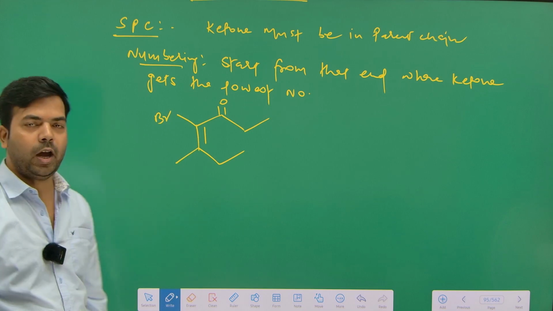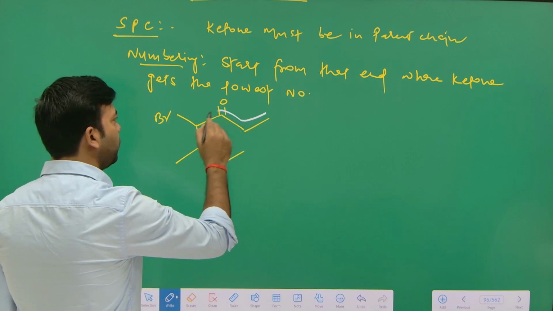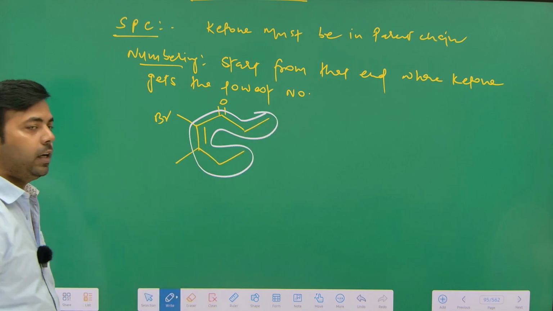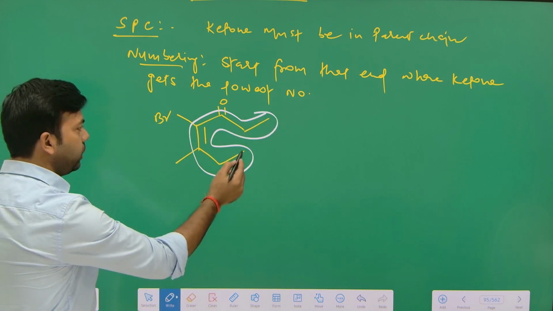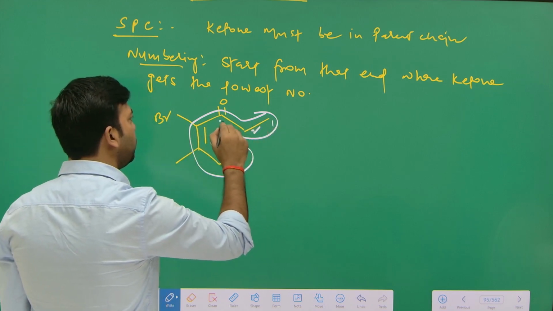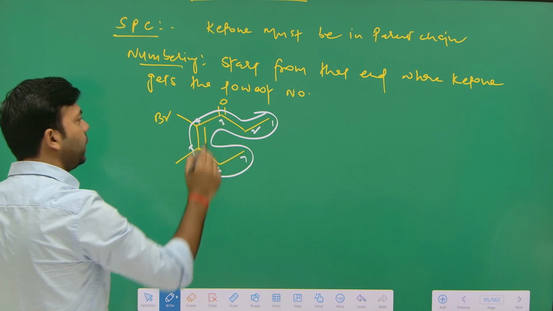So first you have to select the longest carbon chain with the ketone. This is my longest carbon chain. And then start numbering from that end where the ketone gets the lowest number. Here 1, 2, 3, 4, 5. And here 1, 2, 3, 4, 5, 6, 7. Clear? So number 3 has the ketone.